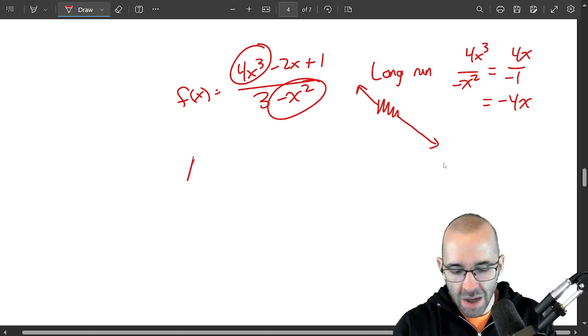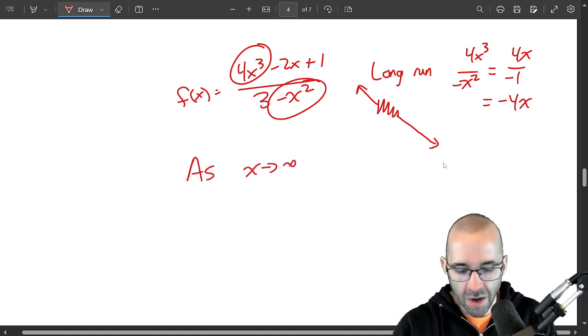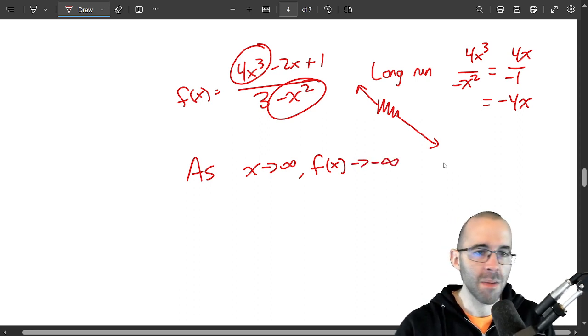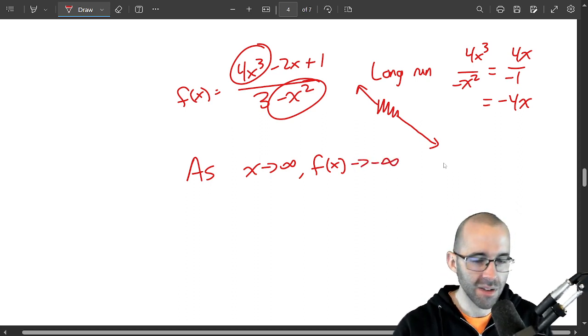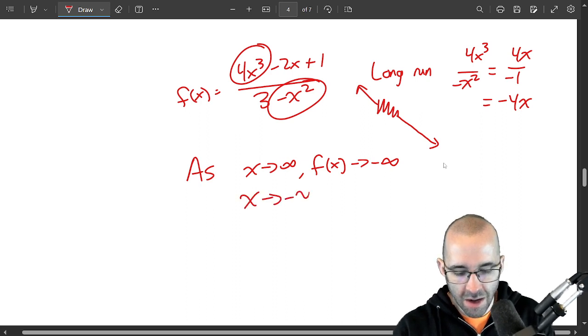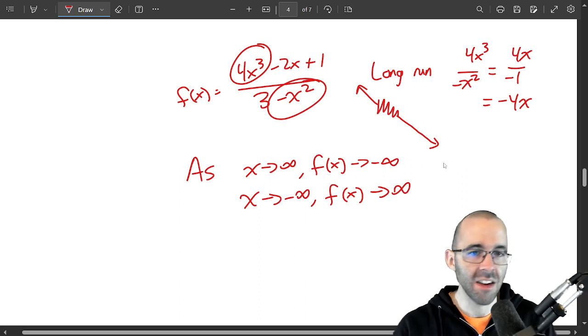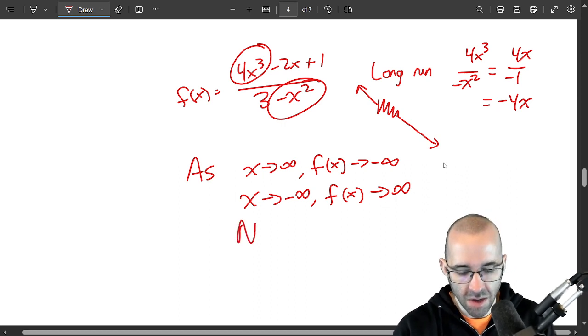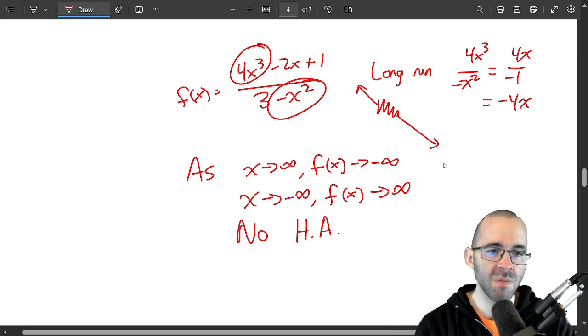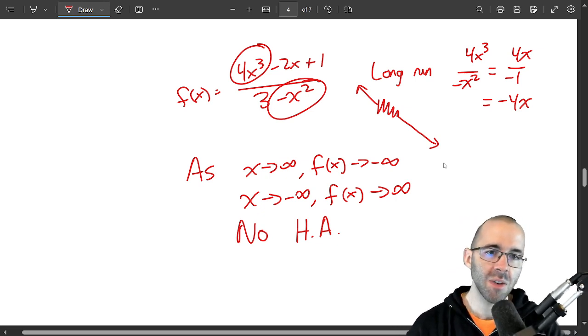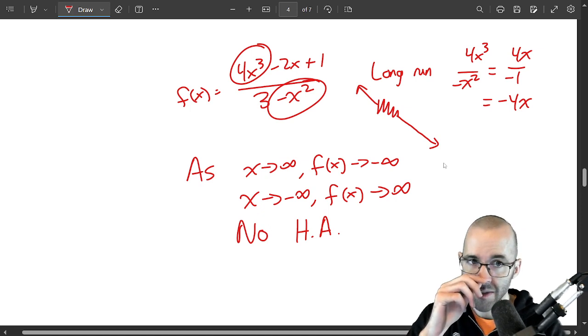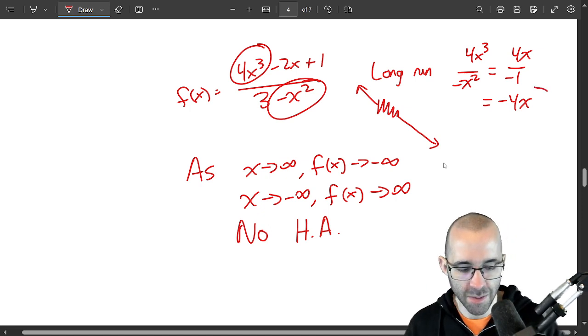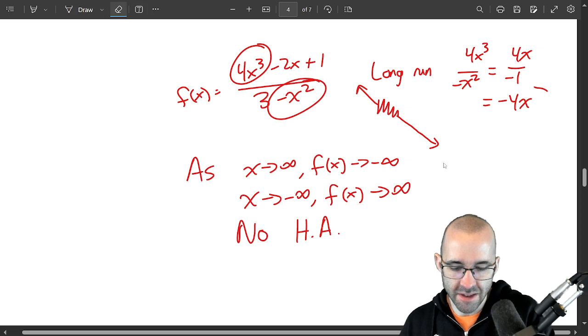So here our long run behavior is as x goes all the way to the right, our function's going to negative infinity. That's not a number, so no horizontal asymptote. And as x goes all the way to the left, our function is going to positive infinity. That's not a number, no horizontal asymptote. So if you do see something like this, there won't be a horizontal asymptote. There's what's called a slant asymptote, which we're not going to study. But this would be the slant asymptote, y equals negative 4x.